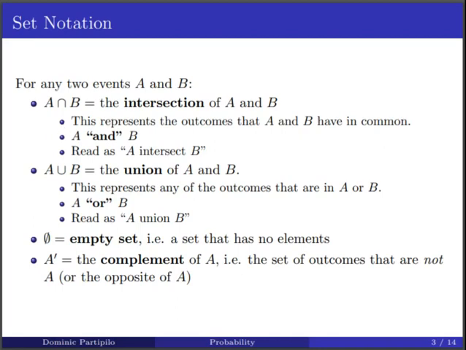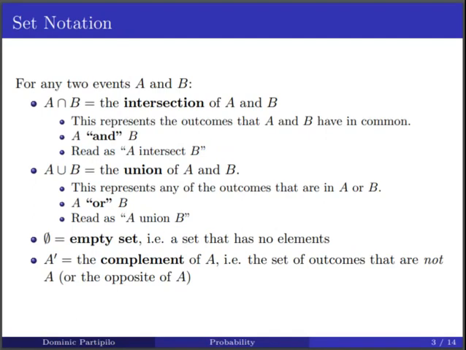And the way I actually remember this is we're using the keyword "and" here, and this upside down U symbol that we use to denote the intersection kind of looks like the letter A, except without that crossbar in the middle. So that's an easy way to remember that. So we read this as A intersect B.